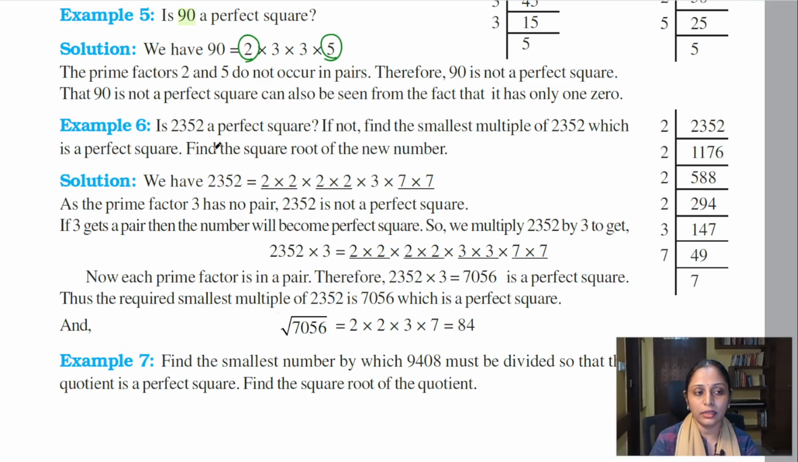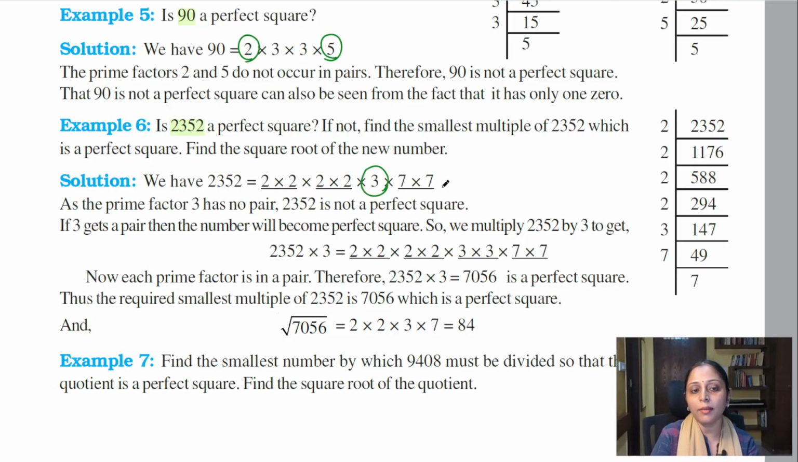Next, they are talking about 2352. Now they're asking, is this a perfect square? Again, you will do prime factorization, and if not, find the smallest multiple of this which is a perfect square. Now, what do you mean by multiple of the given number? If you look at the prime factorization here, you will see that 3 is not paired. There's only one prime factor which needs pairing, right?